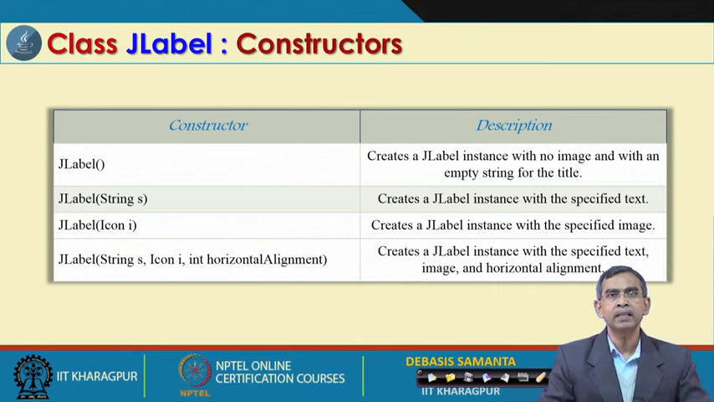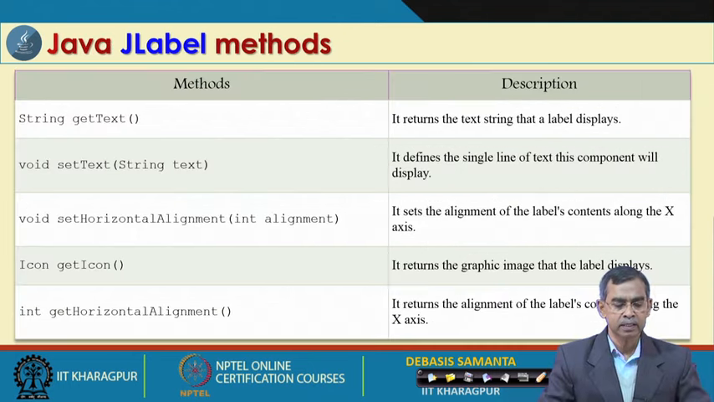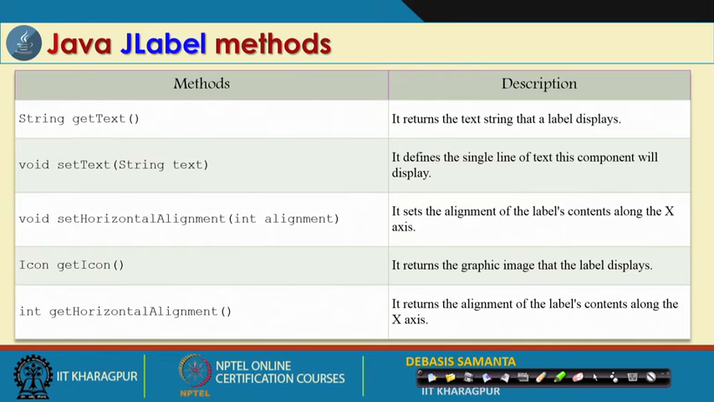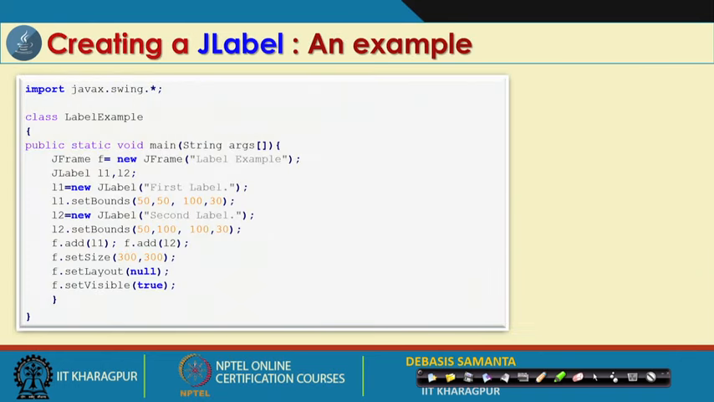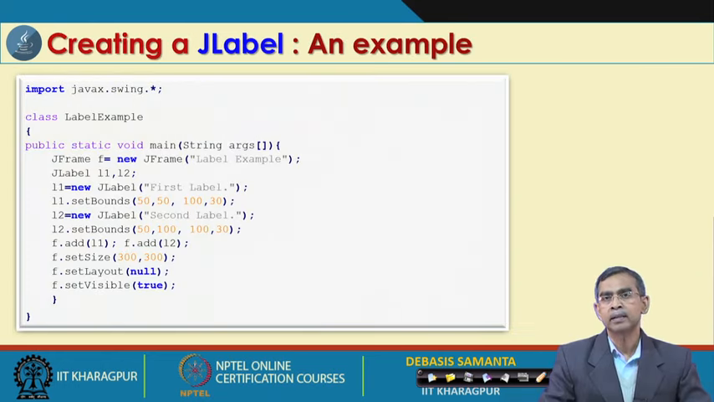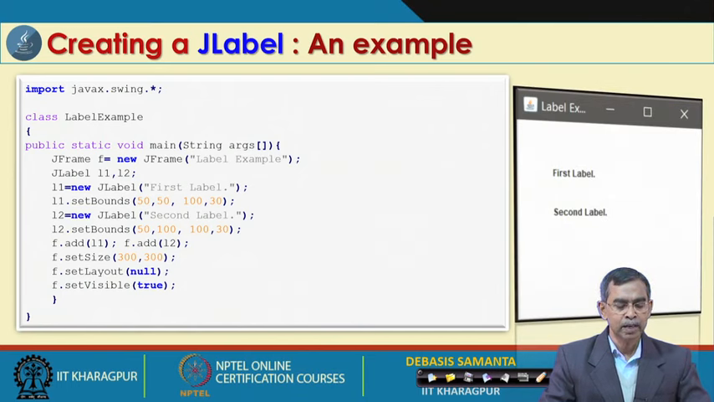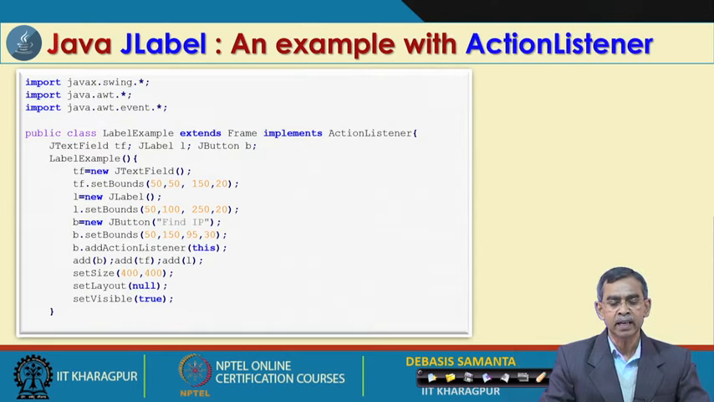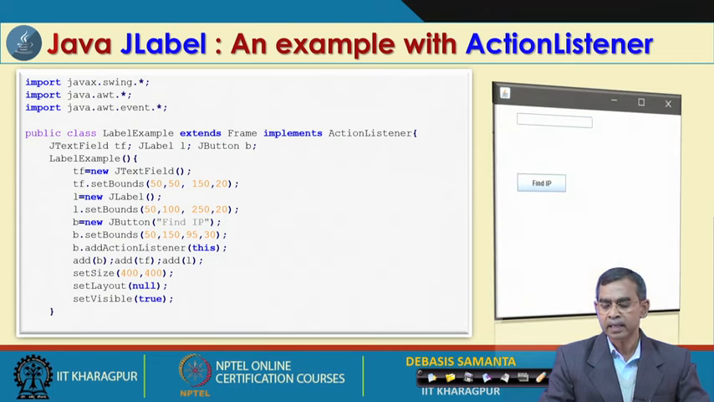There is nothing much different. It has 4 different constructors, and it also has 5 different methods for accessing information related to the JLabel. We can get different information by virtue of all these methods, and this is an example. As you see, it displays 2 labels, first label and second label. The methods are almost the same as AWT, which we have already discussed, so I do not want to elaborate on it. The same thing is there, and again any event can be added to this label as we have seen here.